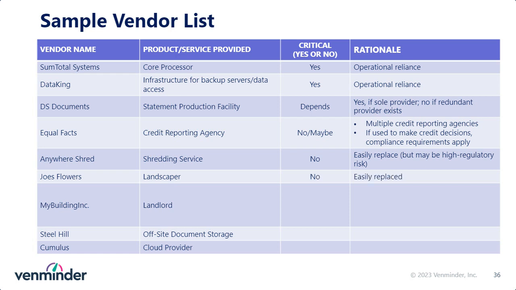Okay, that brings us to Joe's Flowers. They're a landscaper, definitely not critical. It's not a crisis if the grass gets a little too long or the shrubs are overgrown. Doesn't look great, but they can easily be replaced, so definitely not a critical vendor.